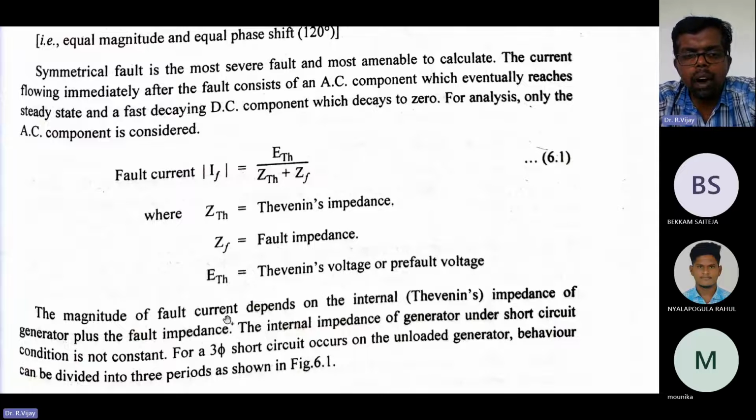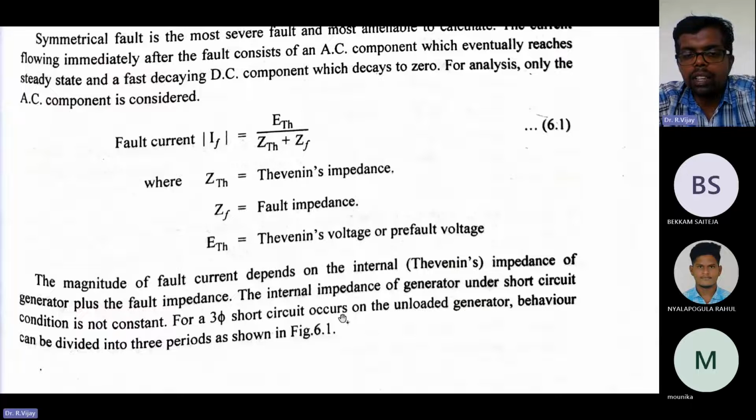Okay. The magnitude of a fault current depends on the internal Thevenin impedance of the generator plus the fault impedance. The internal impedance of the generator under short circuit condition is not constant. So in fault analysis, while doing problems, you may get all these things. The magnitude of fault current depends on the Thevenin impedance of the generator plus the fault impedance, and the internal impedance of the generator under the short circuit condition is not constant. That and all, while solving the problem, we can see clearly.